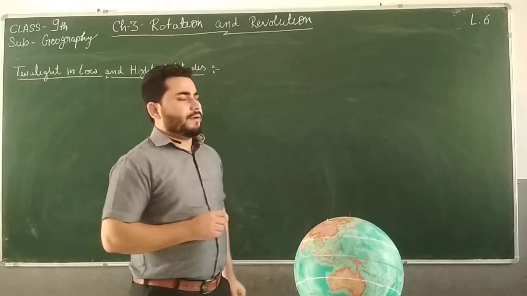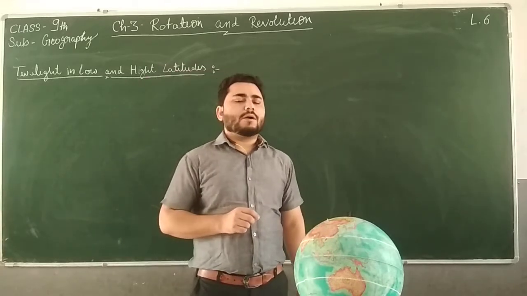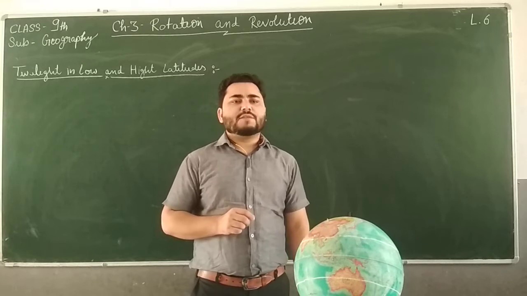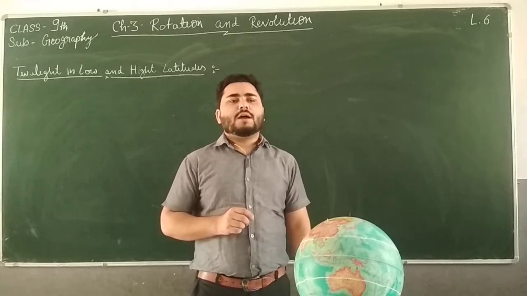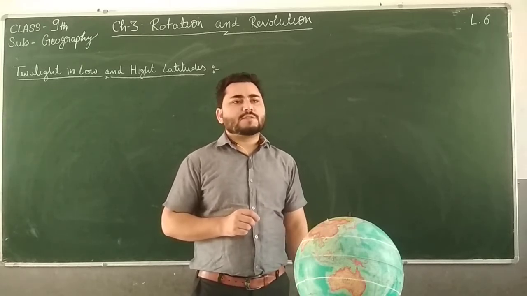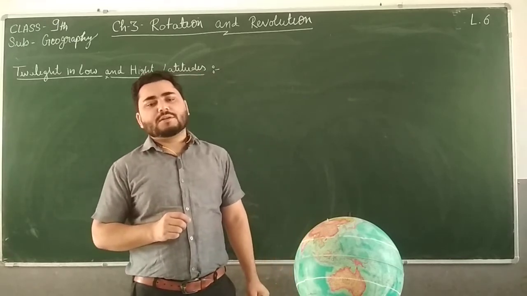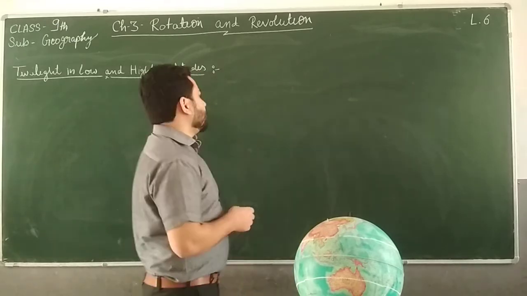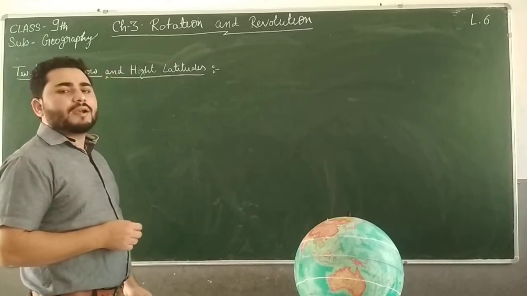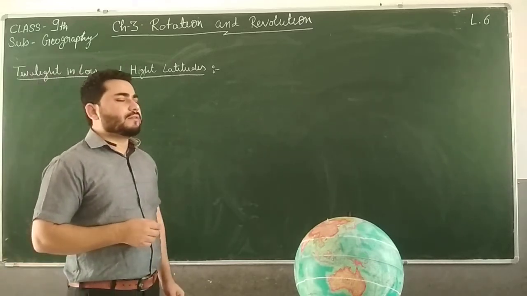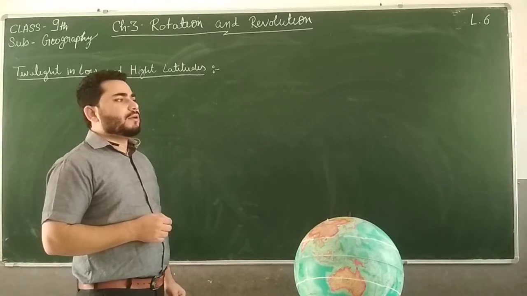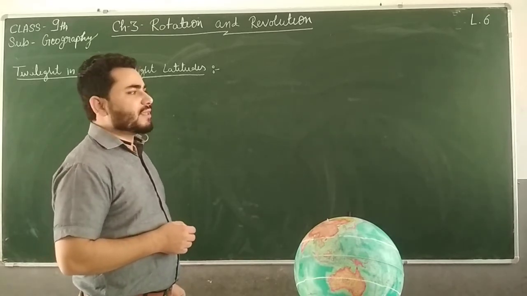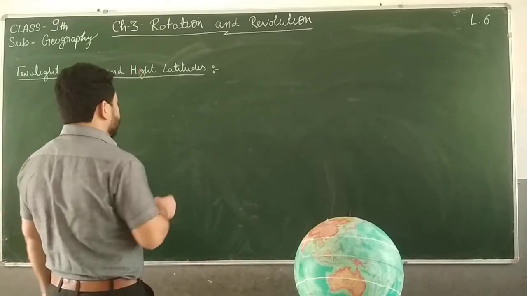So the morning twilight has been given the name dawn, right? And the evening twilight has been given the name dusk, right? So why does this phenomenon take place when the sun is not visible to us? Where does the light come from? That is the scattered light.